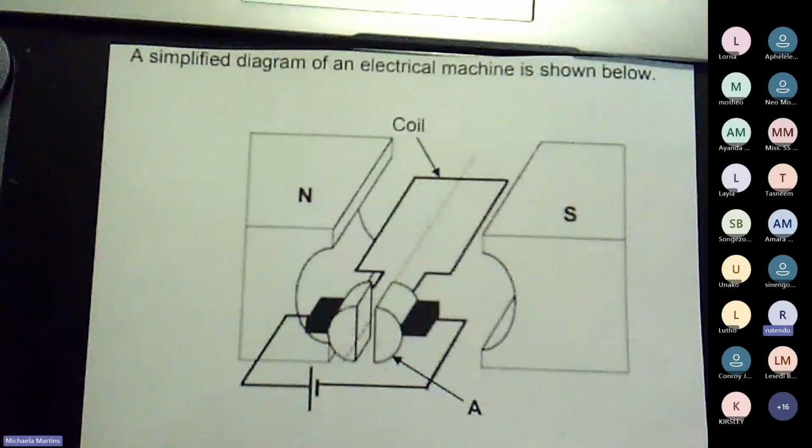Yes, ma'am. Yes, I think it's anti-clockwise. I think I agree with you. Who else thinks it's anti-clockwise? Hey, Luto, you think it's anti-clockwise? Or do you have a question?